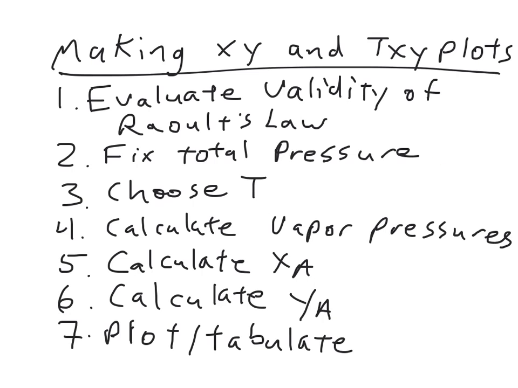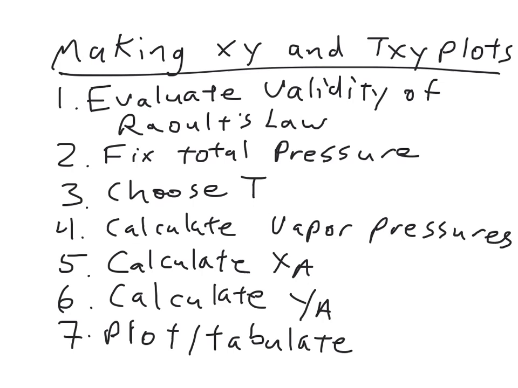Assuming it's valid, we fix the total pressure, maybe 1 atmosphere, a typical pressure that we work under. Then we choose a temperature, and from that temperature we can calculate the vapor pressures of the pure substances using, for instance, Antoine's equation. Once we know the vapor pressures, we can use the various other equations to calculate Xa and then Ya. Then we choose another temperature, calculate the new vapor pressures, Xa, Ya, and keep iterating, choosing new temperatures to get different vapor pressures, Xas and Yas.